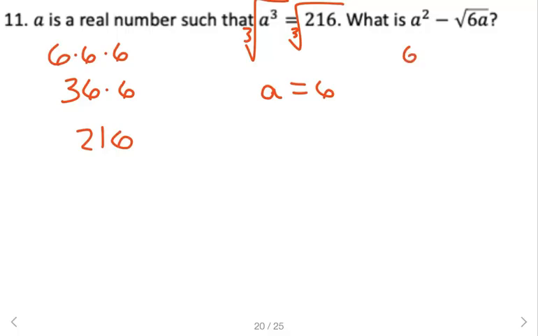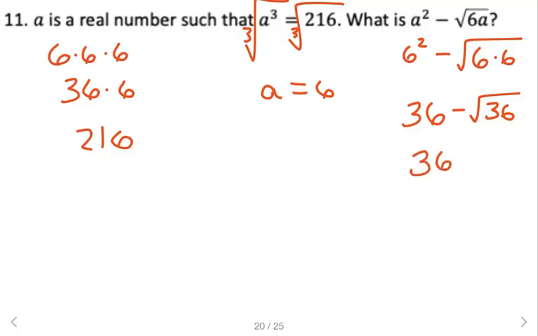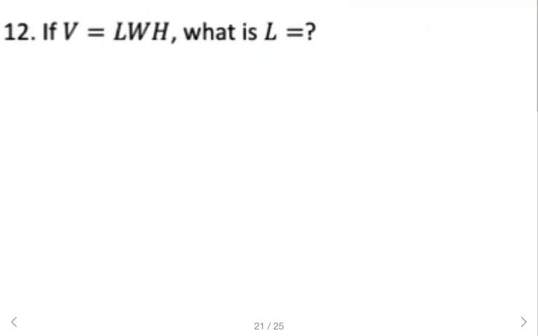Now we're going to take that 6 and substitute it in. We have 6 squared minus square root of 6 times 6. 6 squared is 36. Square root of 6 times 6, if you need to, you can multiply that. 36. The square root of 36 is 6. So we get 36 minus 6, and we get 30. So a lot of variety on expressions and equations here.